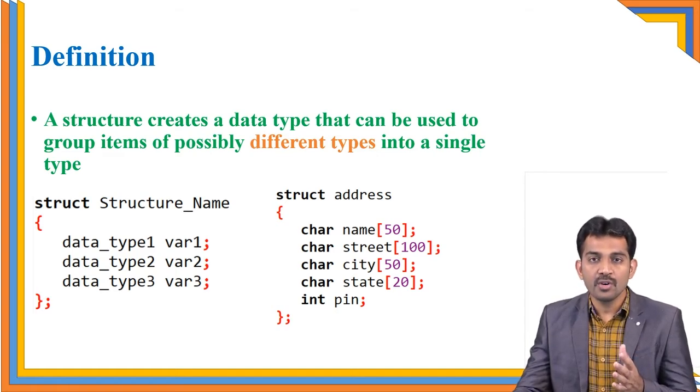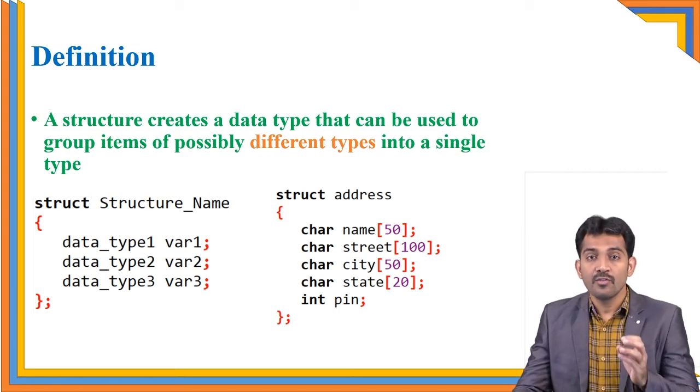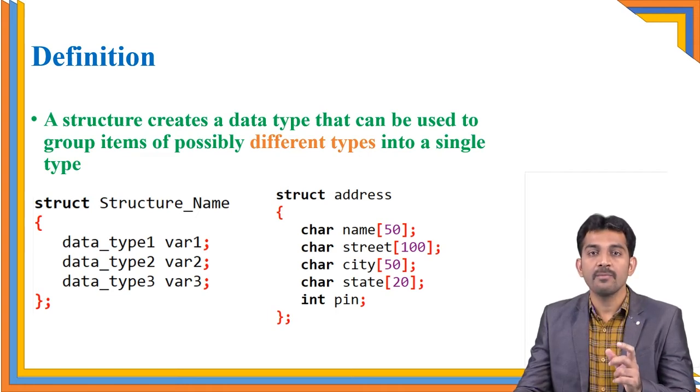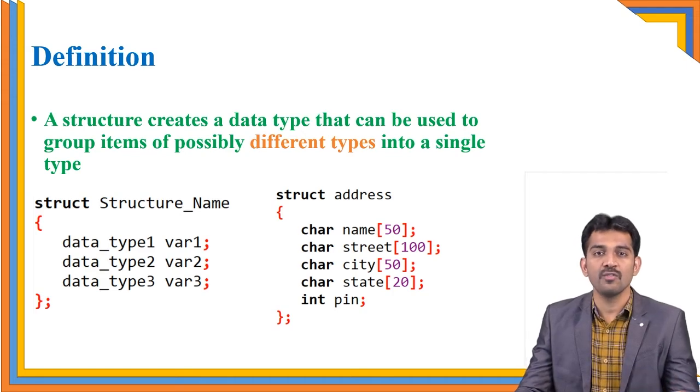For example, if you consider only 100 integer values, then you can go for arrays. But if you want to store one person's details, see, a person has a weight, name, address, all of which are different data types, right? In those situations, structures will work. See, the definition of a structure creates a data type that can be used to group items of possibly different types. If you are going to work with different types, then you can opt for structure, right?